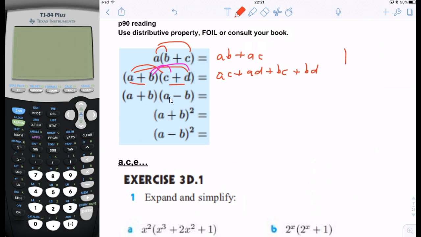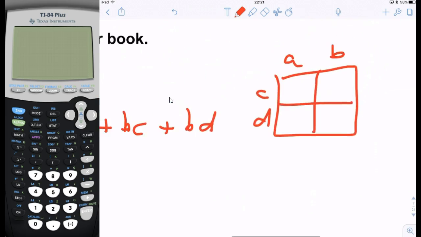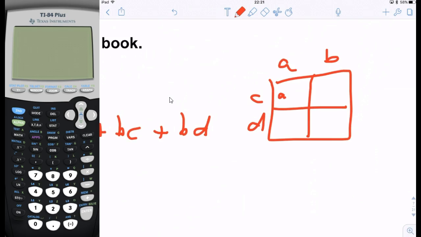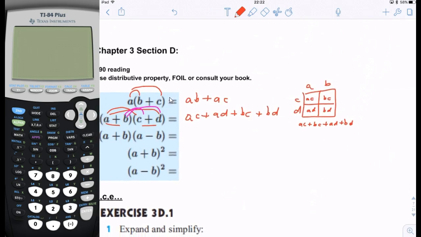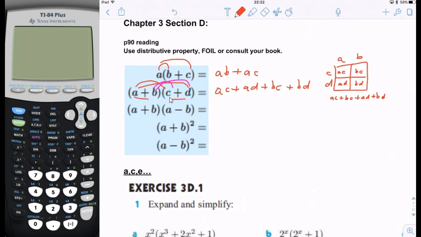You can also do it like in the box form, which is you have one binomial across the top, A plus B, the other binomial across the side, C plus D, and you just multiply each one and put it in the box here. So I have AC, I have BC, I have AD, and I have BD. Those are all the possibilities. And then I just write it out: AC plus BC plus AD plus BD. Okay, and I got the same thing. I just did it in an organized way.